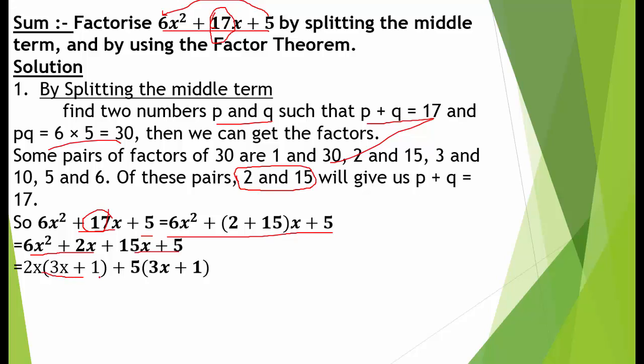Now taking 3x plus 1 common from both, we will have these two as a factor. So 3x plus 1 and 2x plus 5 are the factors of 6x square plus 17x plus 5.